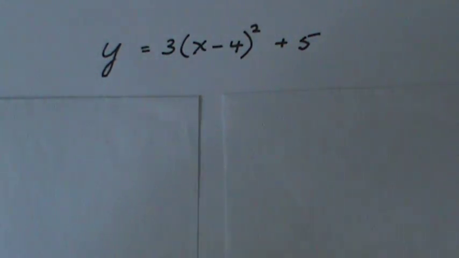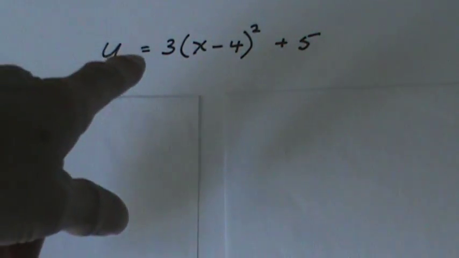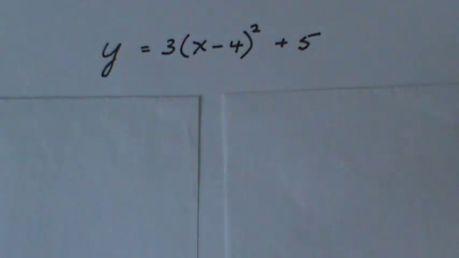For example, in this question, the 3 causes the stretch of a factor of 3 in the vertical direction, and the 5 moves it up. If that's the case, why does the -4 move it to the right? Well, the answer to this is actually very simple.